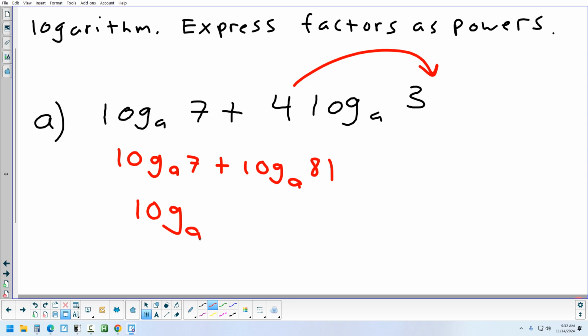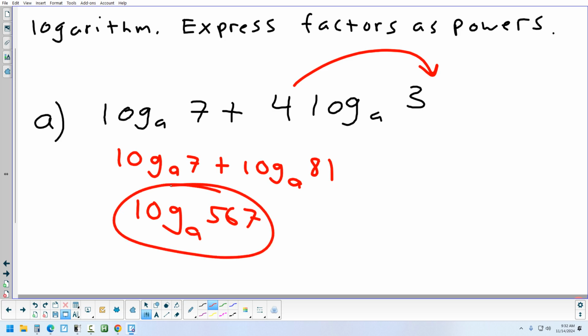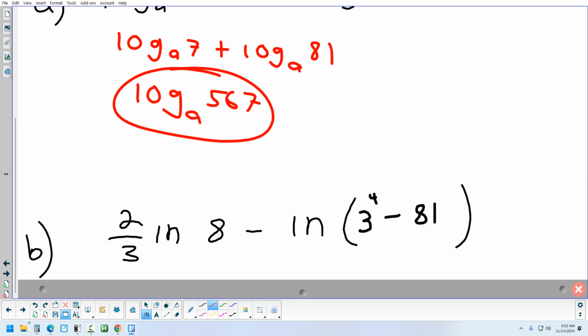So we got base A, and what's going to be the calculation I need to do for my argument? What times what? Yeah, 7 times 81. So that's what you get when you combine everything back together. Any question on that one? Okay. Let's try this one.